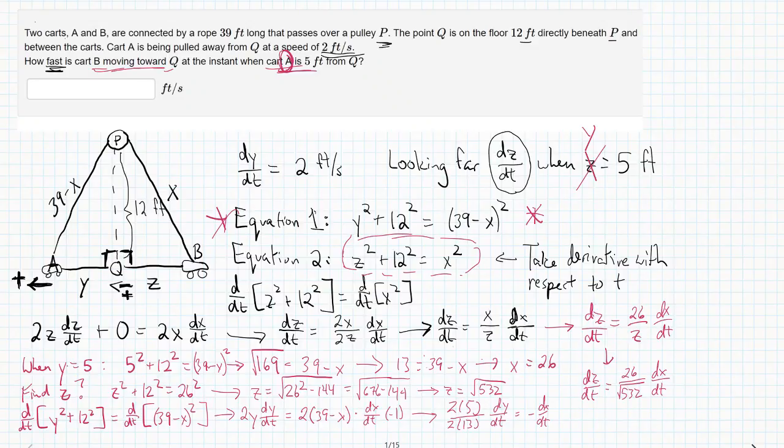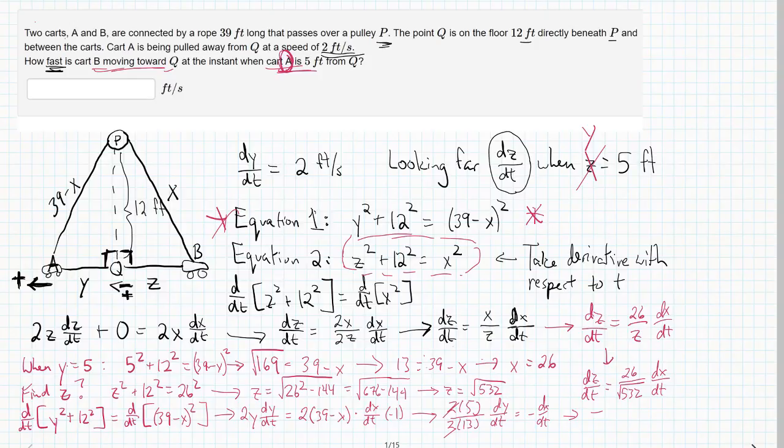Okay. And so from there, what happens? Well, this means that we get, the 2's will cancel, and dy dt is, oh, we'll move the negative over there. So dy dt is 2.